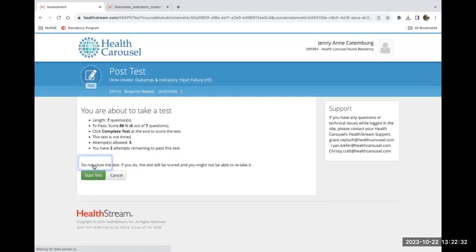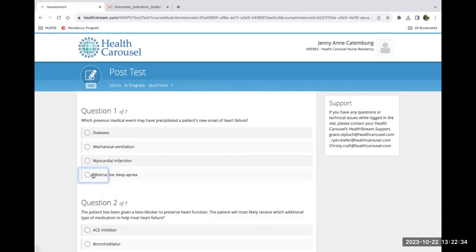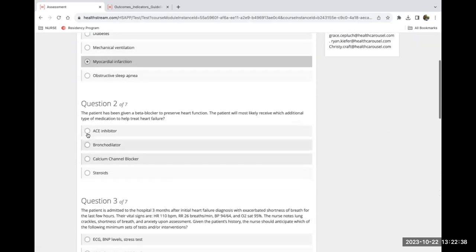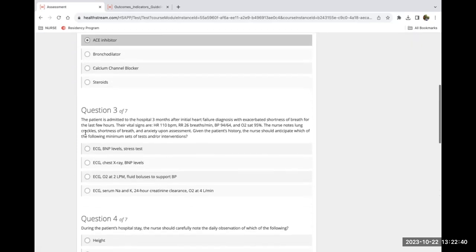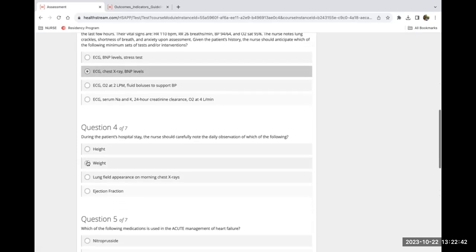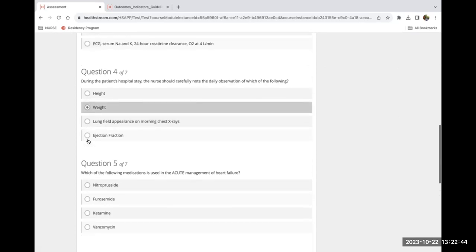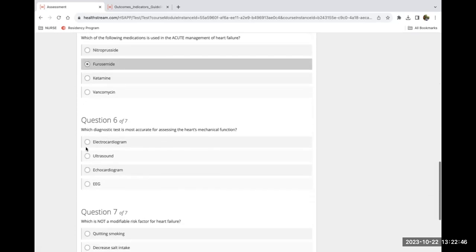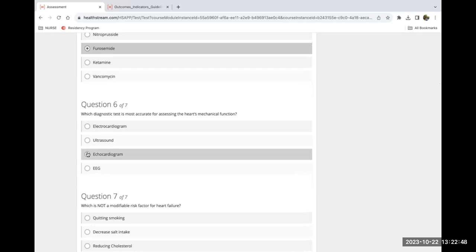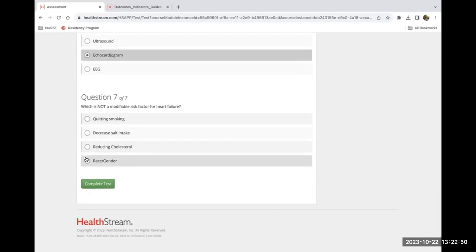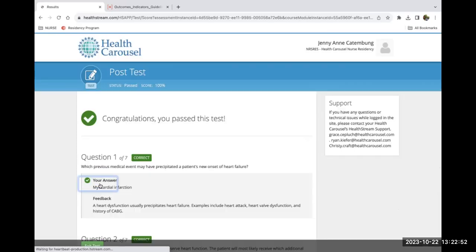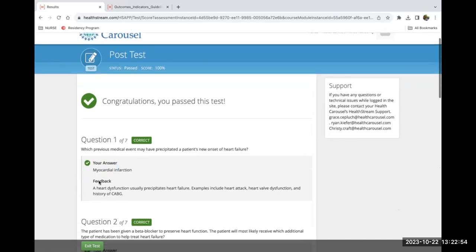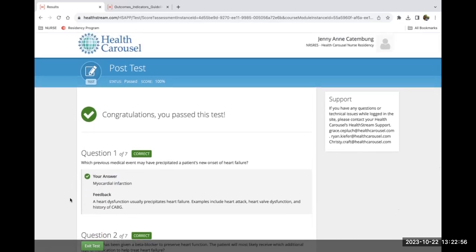Okay, retake. It should be myocardial infarction. This is ACE inhibitor. Chest X-ray, BNP levels, weight, furosemide, echocardiogram. Okay, 100%.